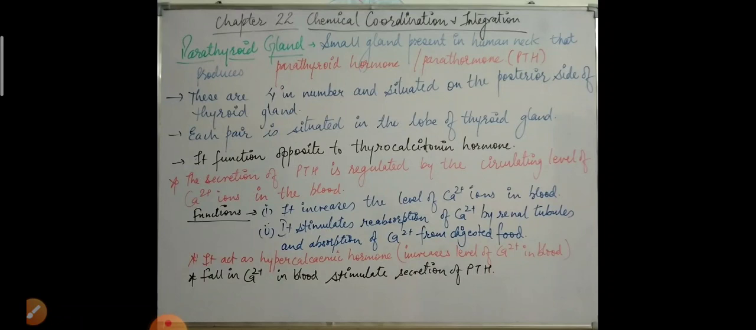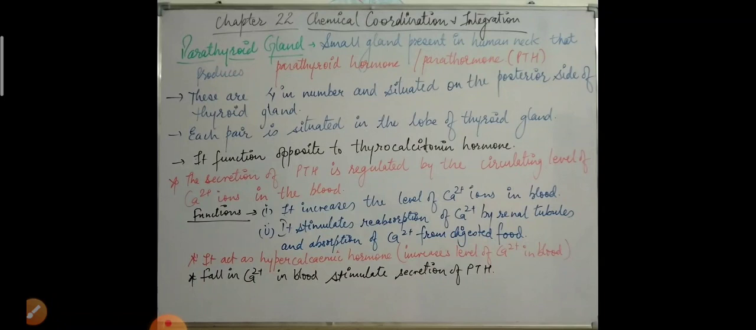Second, it stimulates the reabsorption of calcium ions by the renal tubules, or we know the nephron, that is the ascending limb and the descending limb where the reabsorption occurs. So it stimulates the reabsorption of calcium ions by renal tubules and absorption of calcium ions from the digested food. That is, during the digestion of the food, when the food is absorbed in the intestine, then absorption of calcium ions increases. Then it acts as a hypercalcemic hormone.